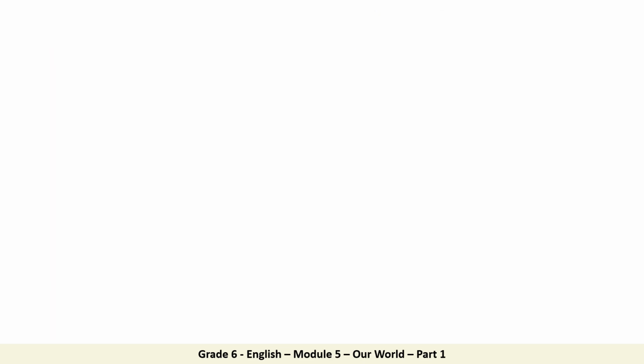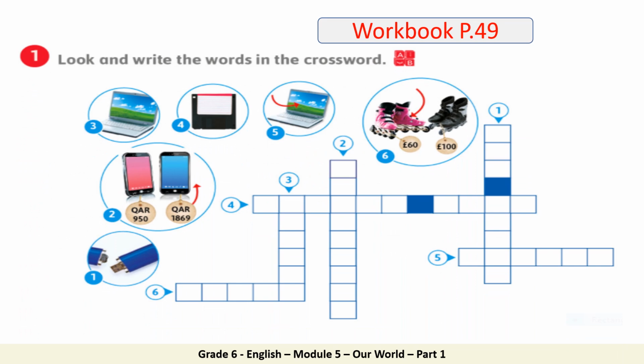All right, I'd like for you guys now to open the workbook, page 49, on exercise number 1. Look and write the words in the crossword. As you can see here, we have the pictures of the words that we discussed before, and I'd like for you to write the letters of each word in the corresponding number. Okay, pause the video for a bit, write your words, and then we'll check the answers together later.